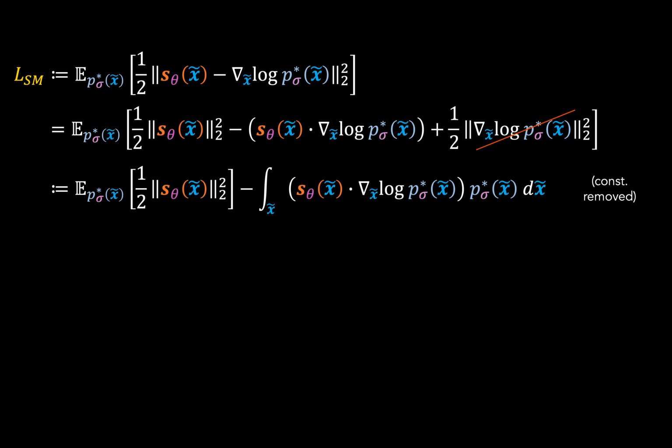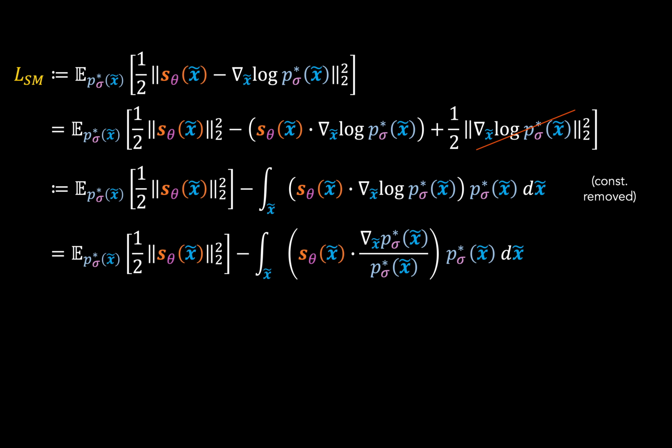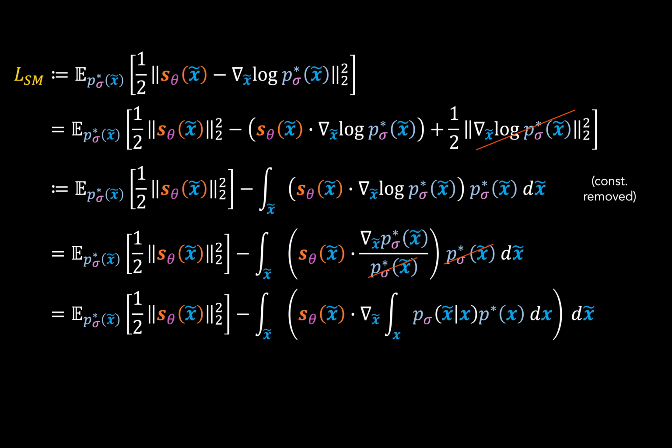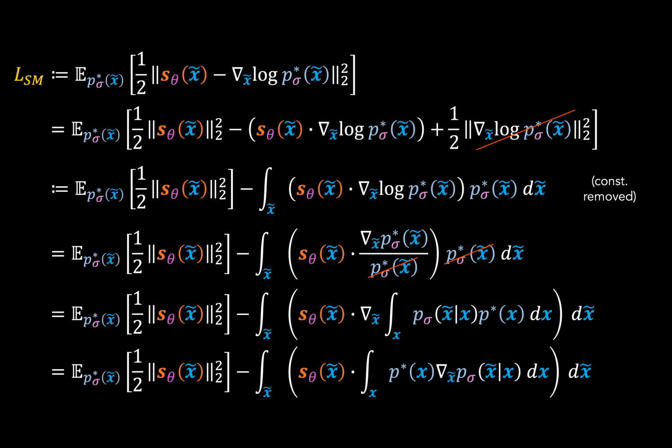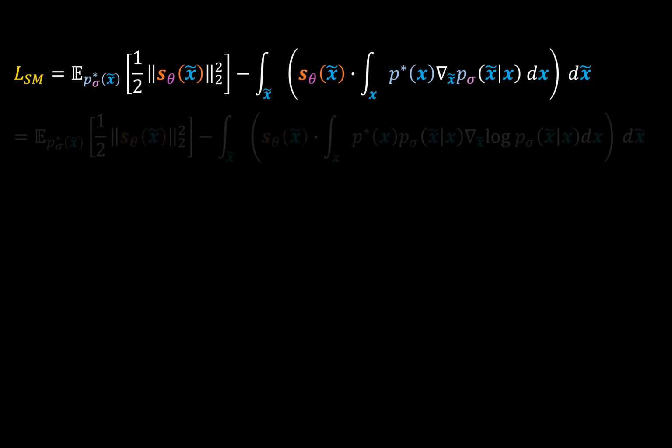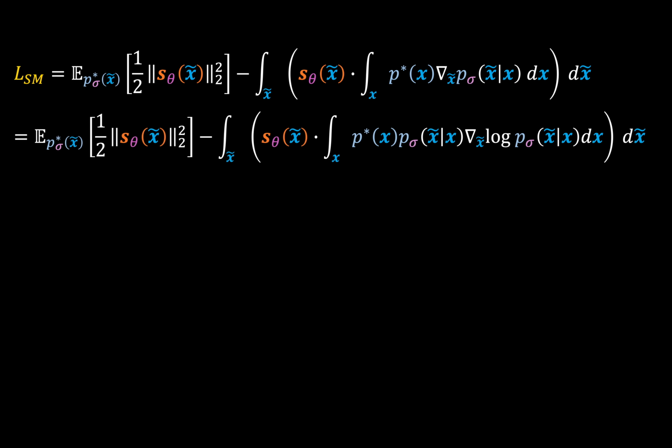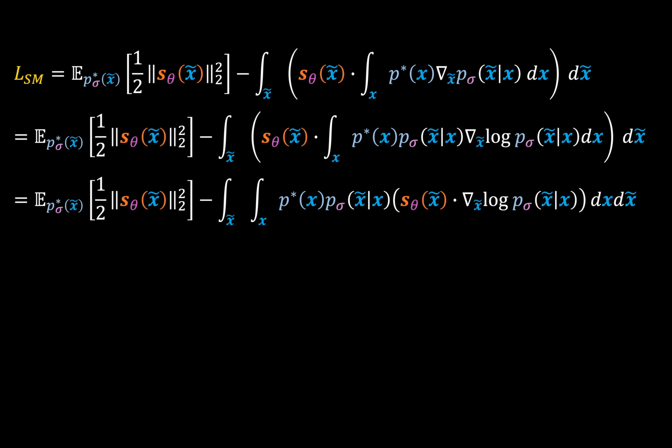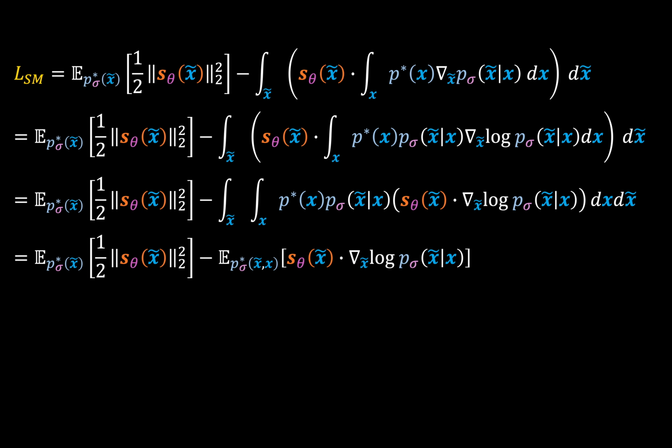And let's focus on that integral for a bit. So here we can differentiate the log marginal, cancel the marginals, expand the marginal into an integral over x, and take the gradient into the integral. Now from here, we rewrite this gradient in terms of the score, take out the inner integral, moving the scalars out of the dot product. Now we realize we can write this integral as an expectation over the joint distribution of x and x tilde. And now comes the clincher.